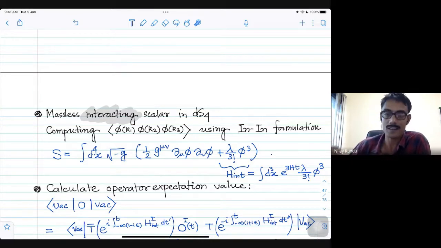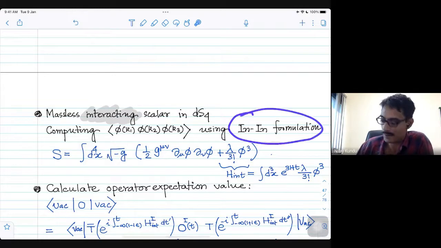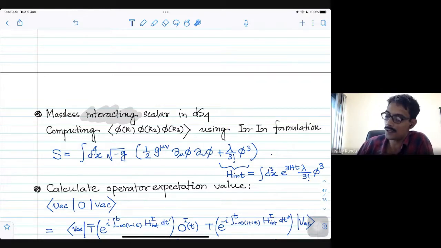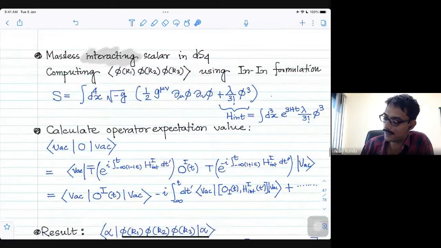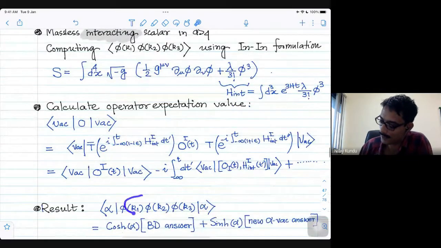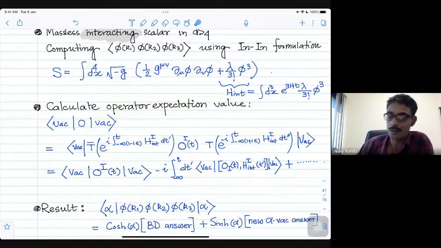So no one has done it, but people have used the in-in formalism. I mean, we have used the in-in formalism to compute the 3-point function of some scalar field in exact de Sitter. So this is straightforward to obtain. Once we know the interacting Hamiltonian, I can go to the interaction picture and insert the operators phi phi phi in the interaction picture, and I can just do the calculation.